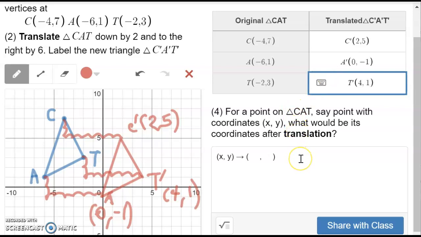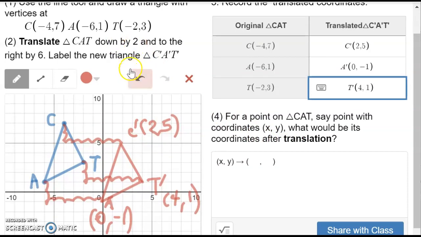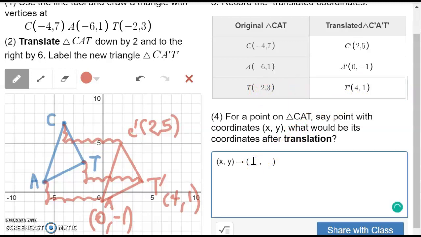Okay, now we're up to this question. For a point on triangle CAT, say a point with coordinates x and y, what would be its coordinate after translation? So in this case, what did we do? We went down by 2 and to the right by 6. Look what's happening to the x coordinate. X coordinate from -4 to 2, -6 to 0, -2 to 4. What has changed on the x coordinate? It has been added by 6, right?